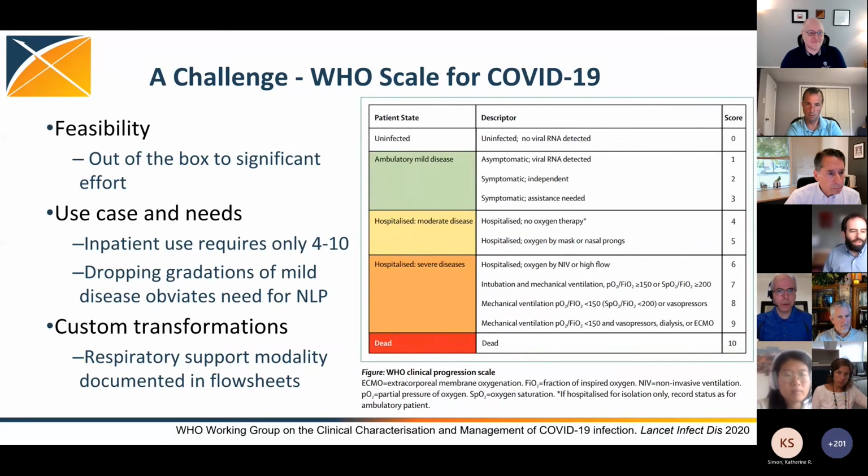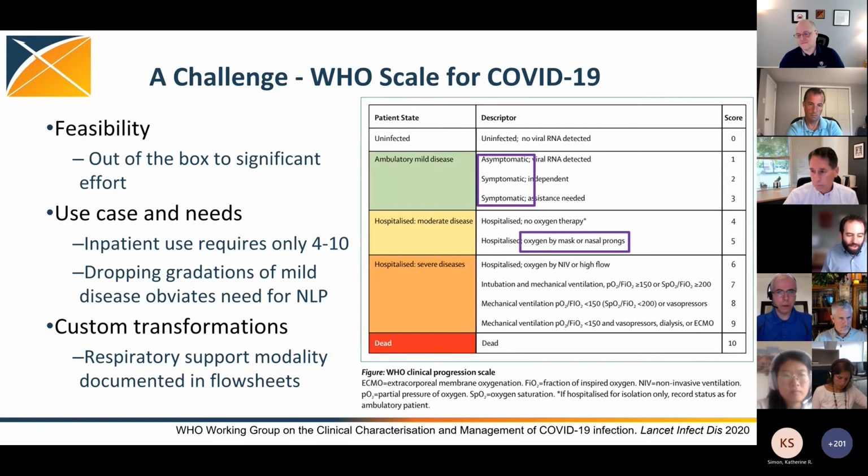So let's take another look at this, the feasibility. So we've identified that there can be significant effort to use this variable, but let's go back to the use case and our needs. When we speak to the other clinicians and investigators, we realize that they really just want to use this for inpatient drug repurposing. So inpatients aren't graded by the presence or absence of symptoms. So if we focus on just 4 through 10, we drop the need for NLP.